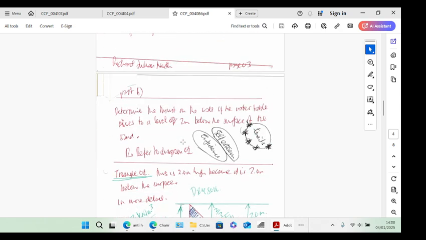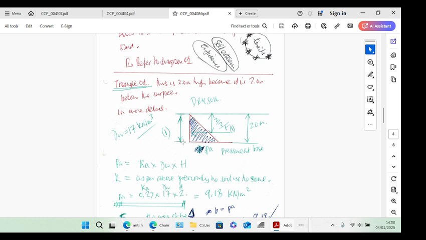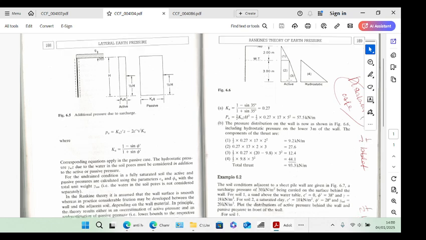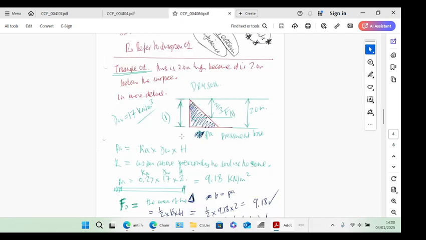I've just gone through it in a bit more detail here. So this is triangle number 1, which is 2 meters high. On his diagram, triangle number 1 is 2 meters high because it is 2 meters below the surface. In more detail, gamma, the dry weight of the sand, is 17 kilonewtons per meter cubed.